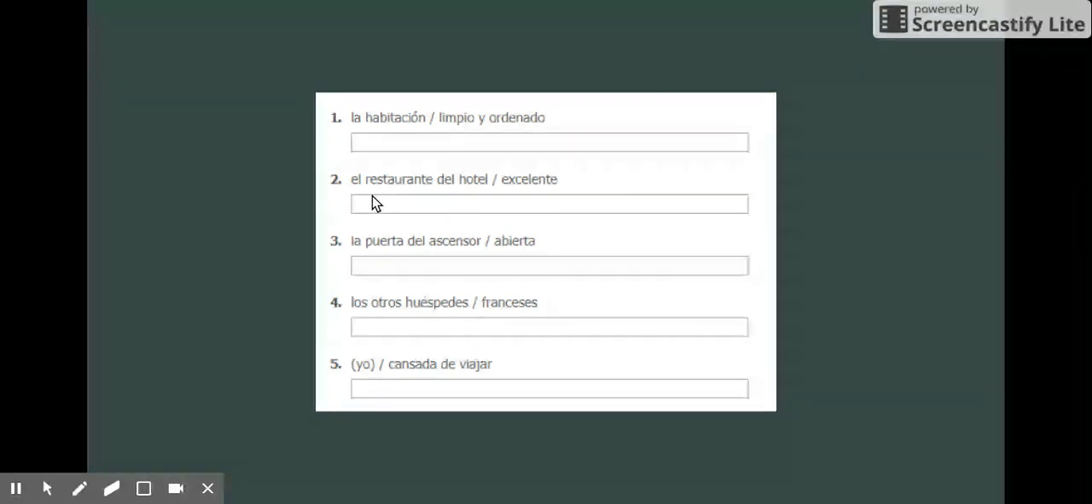Number 2, el restaurante del hotel blank excelente. Now, in this case, you're talking about a description or a characteristic of the restaurant, so you would use the verb ser. El restaurante del hotel es excelente. La puerta del ascensor blank abierta. The door of the elevator is open. We know that's a condition, so it would be la puerta del ascensor está abierta.